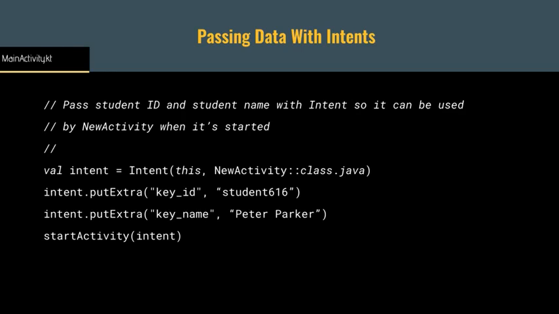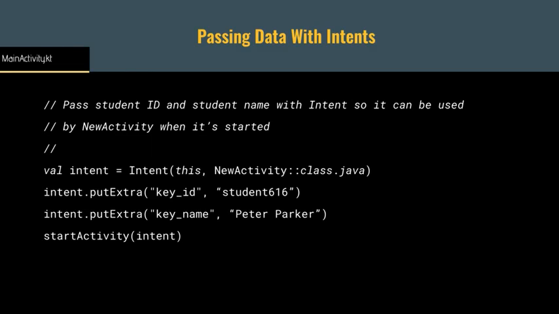Now, you can also pass specific data with intents, and we're going to do that this week. So in the case seen here, we're defining an intent to go to our new activity class. We're then calling intent.putExtra and assigning key value pair data to be included with that intent. So in this case, we're passing a KEY_ID and then a string value of student 616. So that's going to say we put the value student 616 at the key of ID. And this is essentially just going into a map so we can get that key value access.